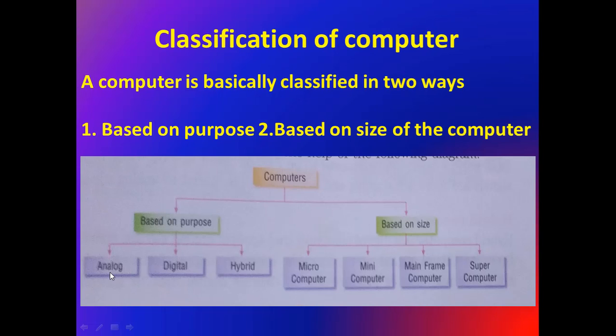Purpose wise, computers are categorized into three different categories: analog, digital and hybrid. We have to discuss the analog, digital and hybrid. According to their size and performance, computers are categorized into four categories: microcomputer, mini computer, mainframe computer and supercomputer.